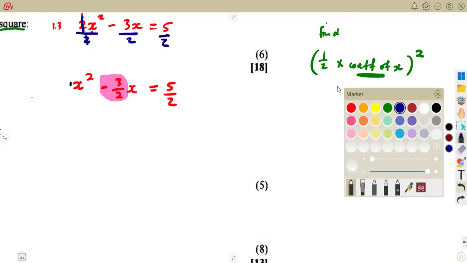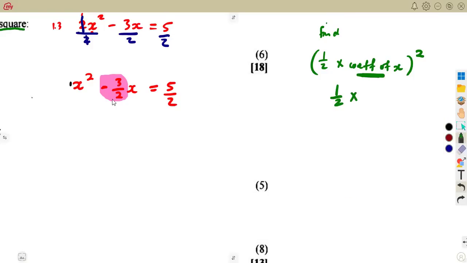So meaning to say we need half of minus 3 over 2, squared. The square of half the coefficient of x. This is the one that we need. We can even use our calculator. We can just multiply 1 times minus 3, that's minus 3 over 2 times 2, that's minus 3 over 4, squared. You can even simplify this, guys, and you get 9 over 16. It's up to you, or leave it like that. This one is the most important.